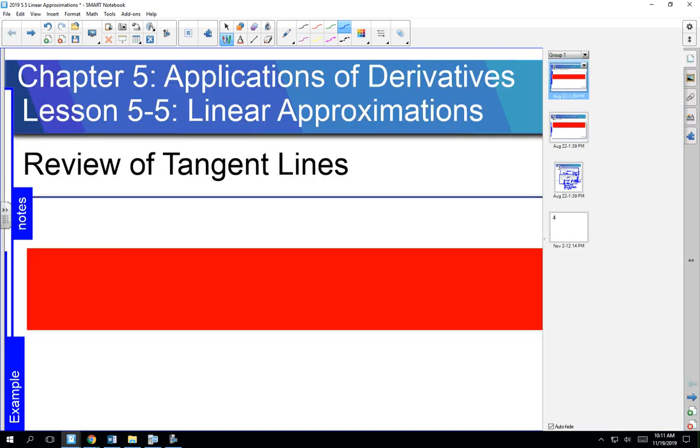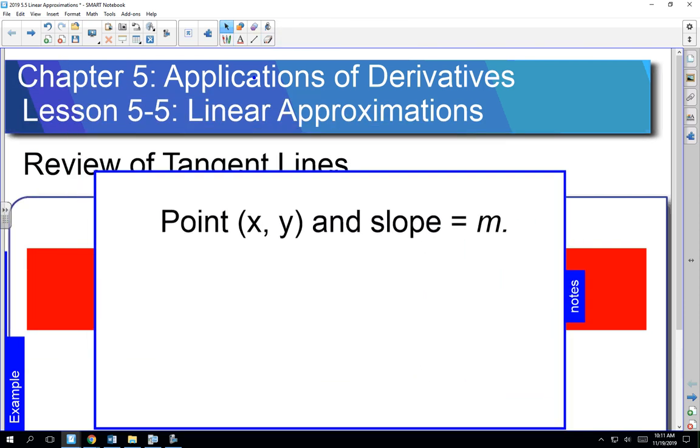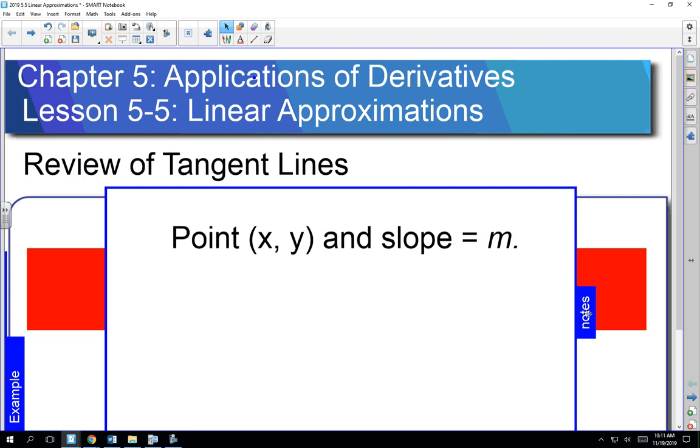So let's go back up here. Quick review of tangent lines. If you have a point (x, y) and a slope m, what's the equation of the tangent line? Can you do it in point slope form? They overcomplicate this in the book. I'm going to simplify. We're going to make this an algebra line with a little bit of calculus. So I want point slope form. What is point slope form?